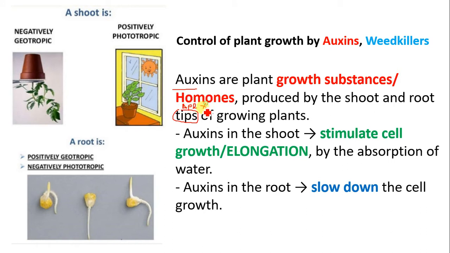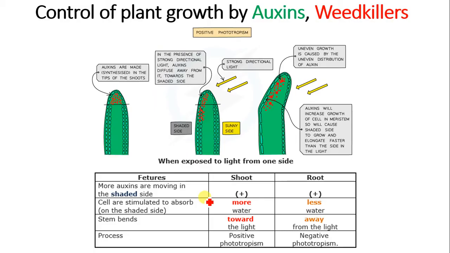A-P-E-X, of growing plants. Auxin in the shoot stimulates cell growth and elongation by the absorption of what? Water. While auxins in the root slow down the cell growth. So it now grows downward towards gravity. Now let's look at this quickly, the process involved. Now, control of plant growth by auxins.